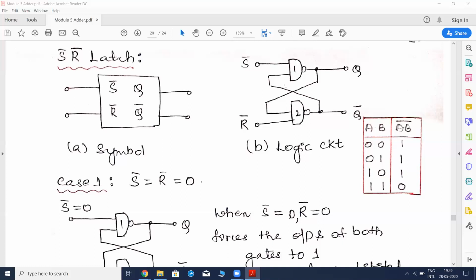Since we have constructed this S bar R bar latch using NAND gates, we have to start the analysis. In order to start the analysis, first we must know the truth table of the NAND gate. Here the NAND gate truth table is written. What is a NAND gate? It is NOT AND. It is an AND gate followed by a NOT gate. That combination we call a NAND gate.